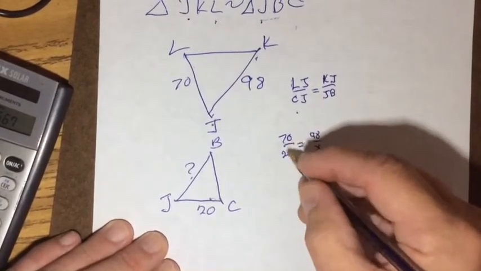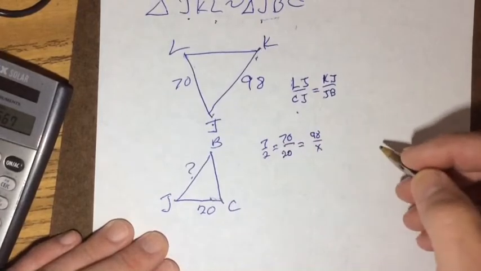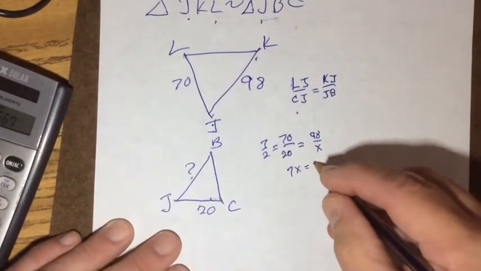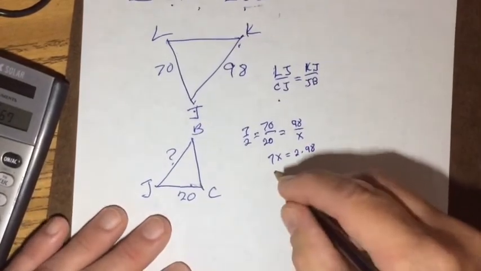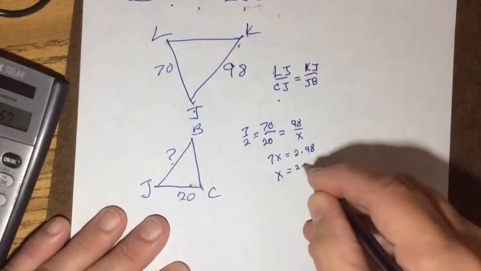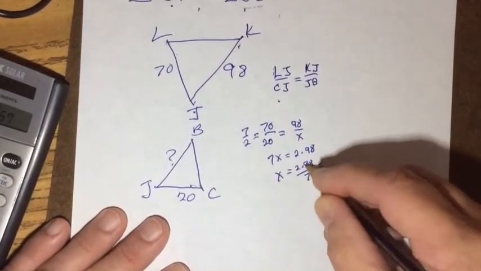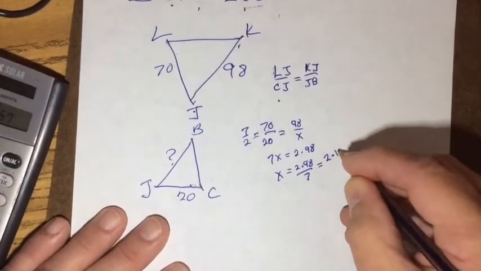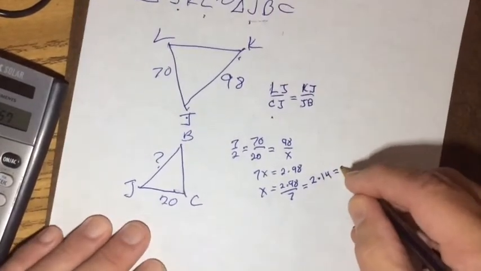Well, I can reduce this. This is 7 over 2. Okay, so 7x equals 2 times 98. X is equal to 2 times 98 over 7. 7 actually divides into 98 evenly by 14. So the answer here is 28.